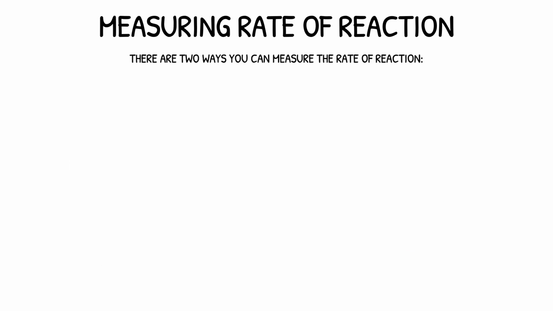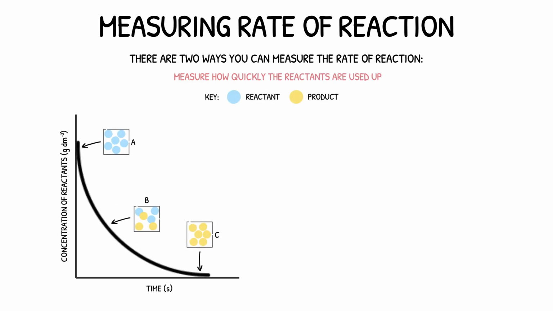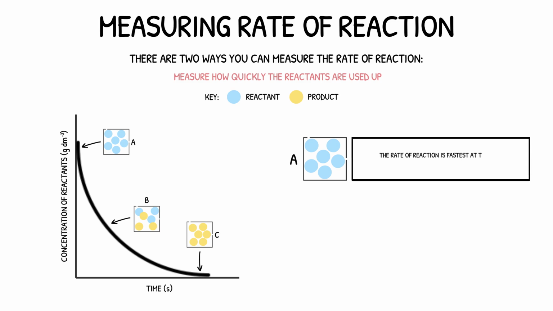The second way of measuring the rate of a reaction is to measure how quickly the reactants are used up. The trends on this graph are identical to those observed on the previous, only this time they are reversed. So, at point A, this steep line indicates that the rate of the reaction at the start of the reaction is very fast. The high concentration of reactants at the start of the reaction means successful collisions are happening more frequently. Therefore, the reactants are being used up quickly here.